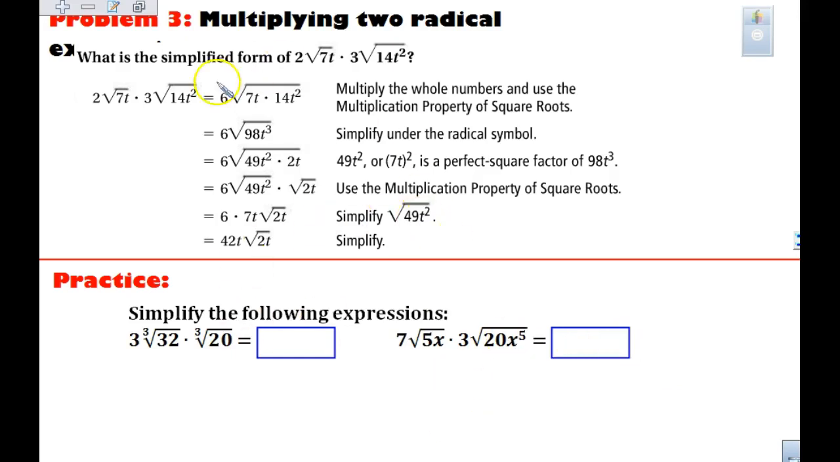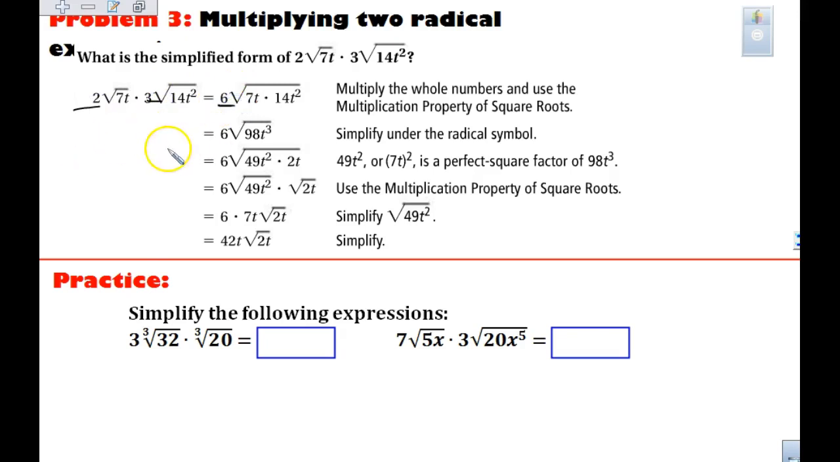All right. So then we have something we're going to be multiplying. You got this really ugly thing that you're multiplying. Out in front you have the 2 square root of 7t times 3 square root of 14t squared. So multiplying whole numbers, use the multiplication property in your square root. So we're going to take the 2 times the 3, that gives us a 6.